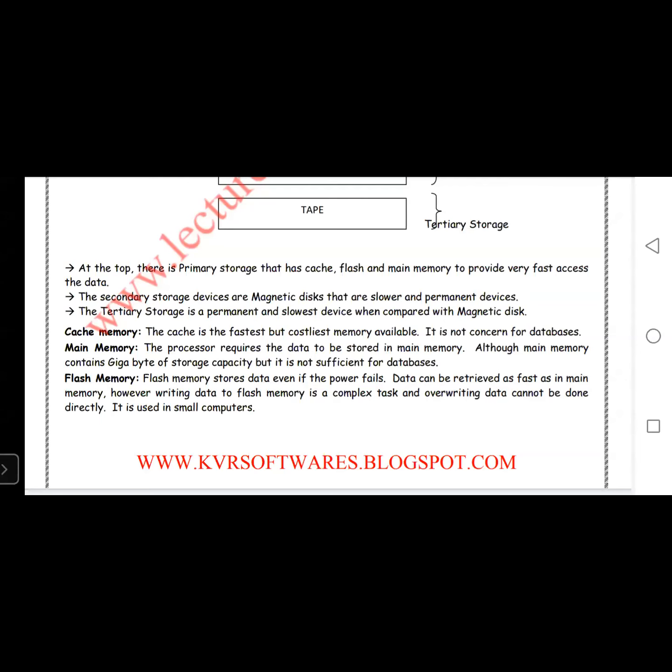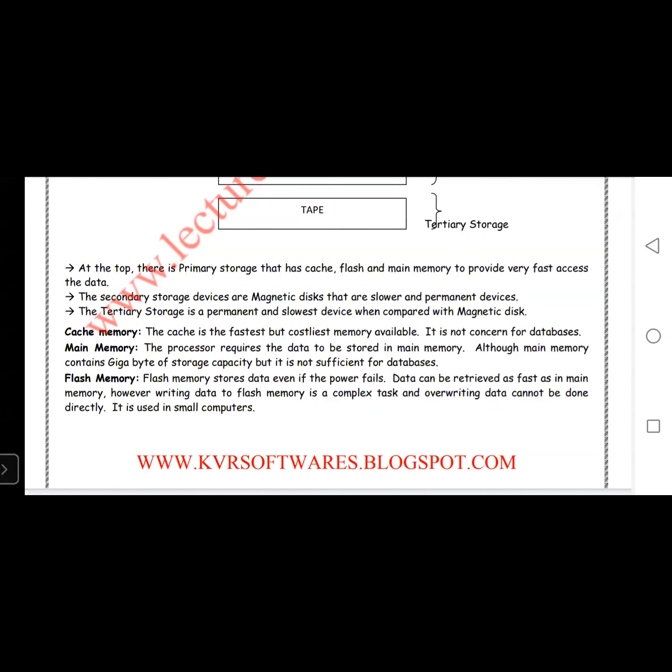So those are referred to as secondary memory. Just to discuss within one word, if you observe here, I think you are able to see on the screen. So what is a cache memory? The cache is the fastest memory, but the costliest memory available. So it is not concerned with databases.